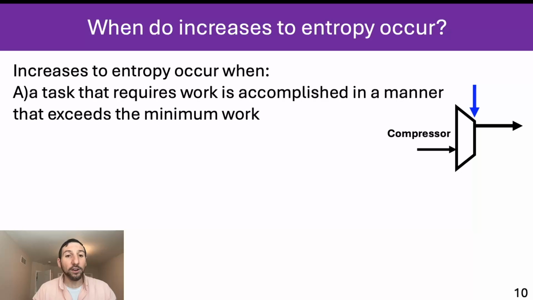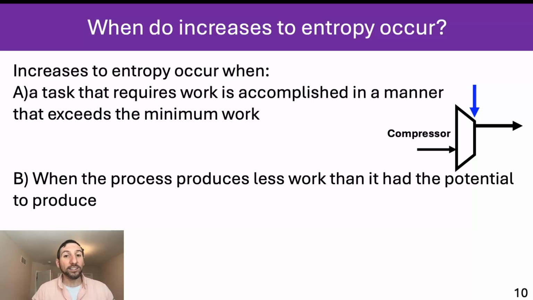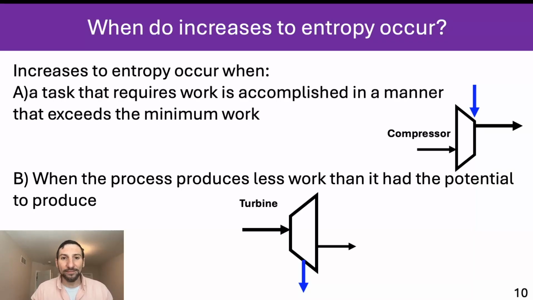On the other hand, another way in which entropy could increase is when a process is producing less work than it had the potential to produce. This can be the opposite, where we've got, let's say, a turbine. We've got steam coming in. We're going to get a certain amount of energy out of my turbine. And that energy we're getting is less than the theoretical amount I could have gotten.